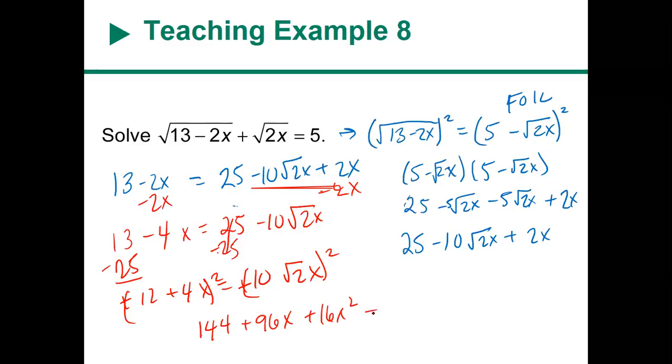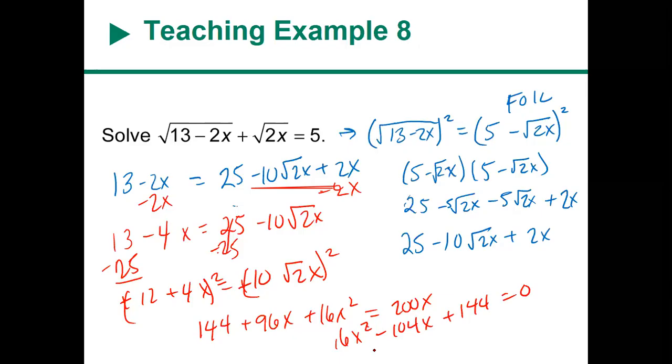I was going in order. And then 200x. And then now you would factor, and I'm going to stop right here. So you go through factoring or the quadratic formula or whatever your heart tells you to do to get to your final answer, because it would be 16x squared, 200x minus 104x plus 144 equals 0.